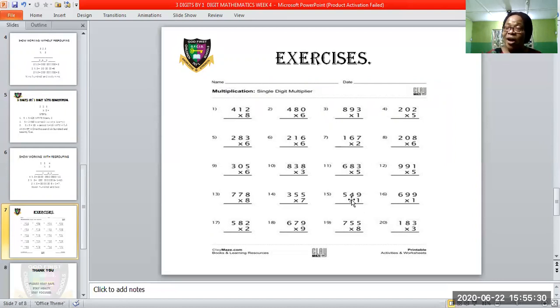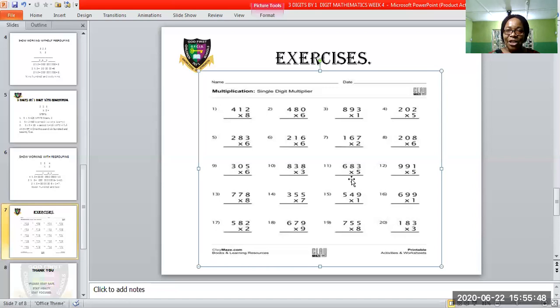If we move on to 549 times 1, we will say 1 times 9 is 9. 1 times 4 is 4. 1 times 5 is 5. Therefore, our answer will be 549. Are we together? Then, let's pick another example. Let's use this example, 683.